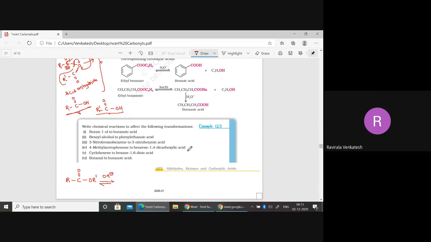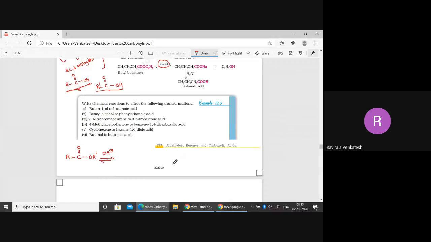Here NaOH is there, right? Now the thing is that this can be done with acidic hydrolysis and basic hydrolysis. Or you can add H plus also. That means if you add H plus, this is called acidic hydrolysis. Acidic hydrolysis, basic hydrolysis.